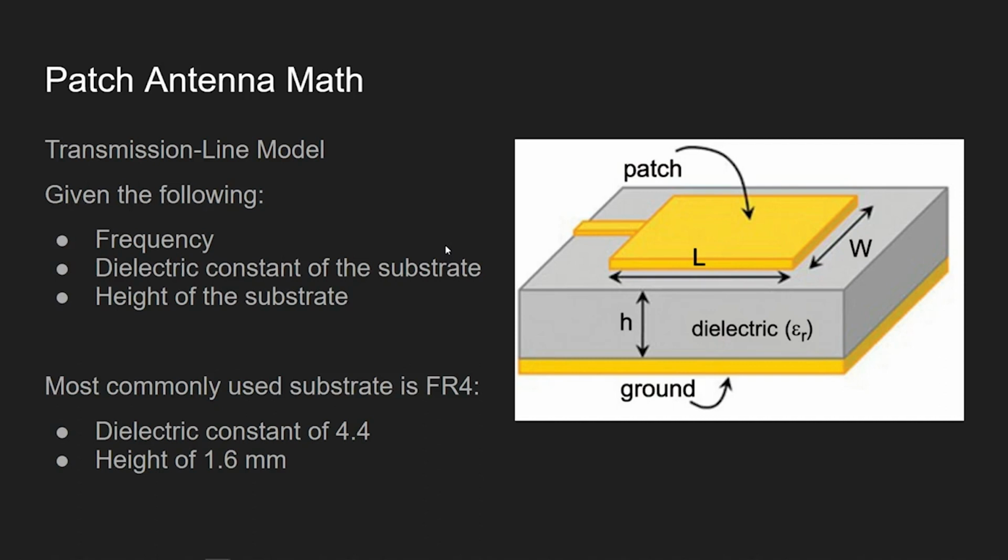The most commonly used substrate is FR4, which is used for PCB applications. It has a dielectric constant of 4.4 and a typical height of 1.6 millimeters. Dielectric constant is defined as the ratio of the electric permittivity of the material to the electric permittivity of free space. Other than the material, the only part that one has to choose as part of the design is the desired frequency.